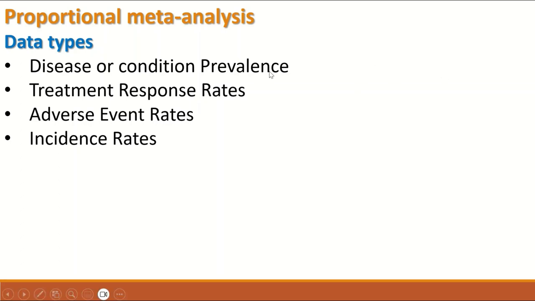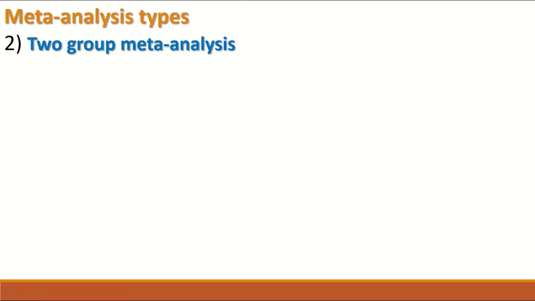So it can be either looking for the prevalence or the incidence of a disease or a condition in a population, or treatment response rates for a specific intervention, or side effects from having a treatment with drugs or medicine. So proportional meta-analysis can be performed on data extracted from several studies that report the outcome in either percentage or rates, looking for prevalence, treatment response, or adverse events or adverse effects of a drug.